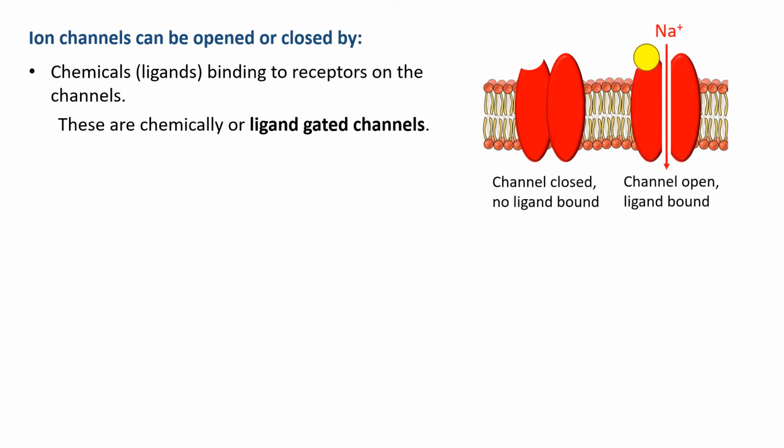So we've got a ligand has bound, the channel has opened, and in this case, our channel is specific for sodium. So sodium is influxing through that channel when it opens. Again, we're talking about passive transport, so it's obviously following either an electrical gradient, a chemical gradient, or an electrochemical gradient.